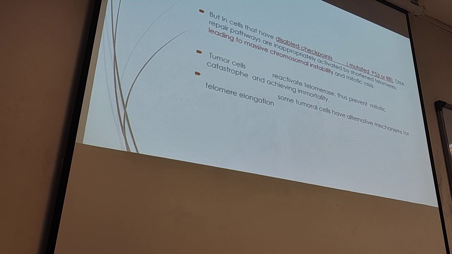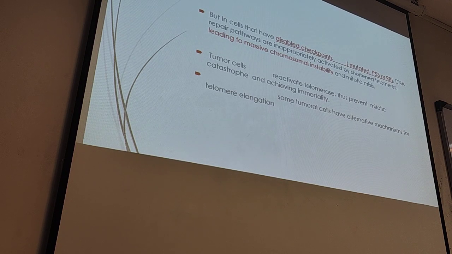But in cells that have disabled checkpoints, which are mutated, DNA repair pathways are inappropriately activated by their shortened telomeres, leading to massive chromosomal instability and mitotic crisis. The tumoral cells can reactivate telomerase, so they can achieve immortality because of this enzyme. And also some other tumoral cells have an alternative mechanism for telomere elongation. So we need telomere elongation in the tumoral cells.